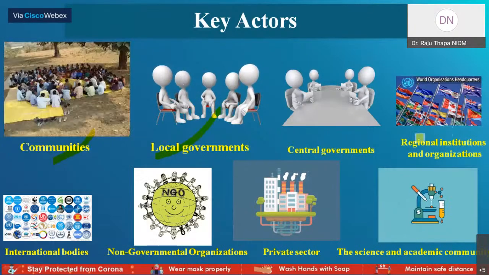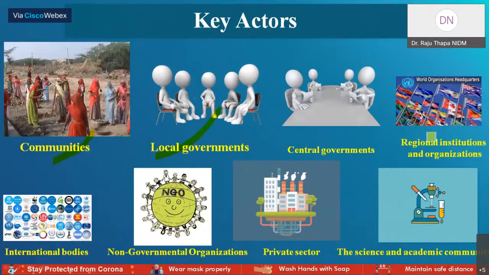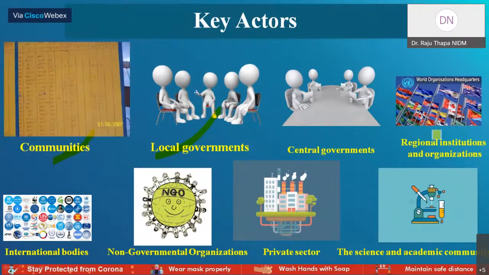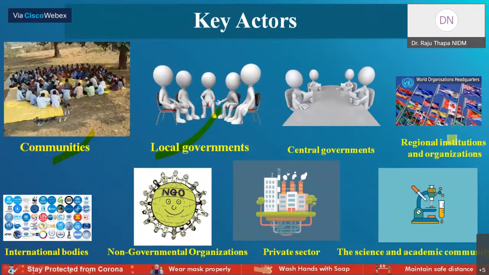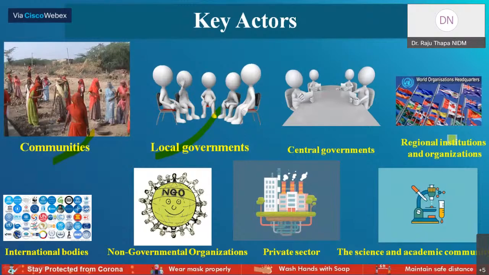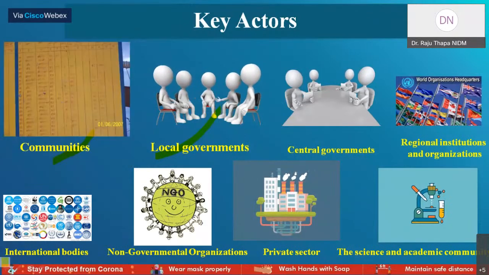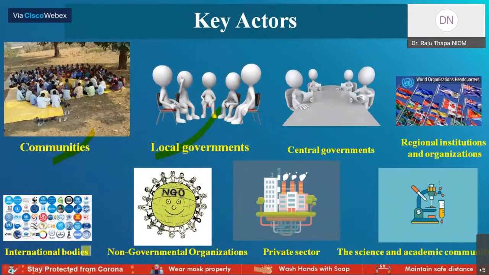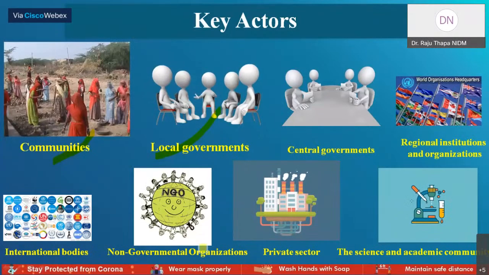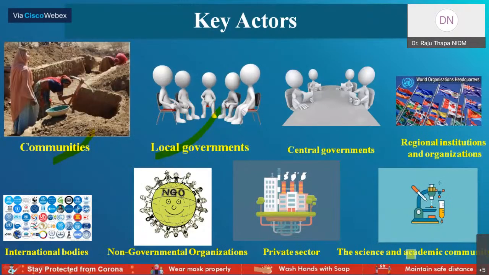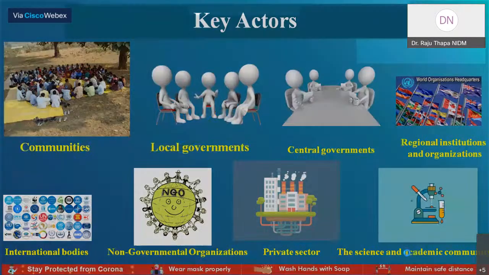We don't always have to learn from our own mistakes. We can learn from the experience of other countries, through case studies or collaborations with different institutions, which can be promoted by regional institutions and organizations, international bodies and the UN bodies. They can also play a very important role. The NGOs, the private sector, the science and academic community, everybody has a very important role to play in that.